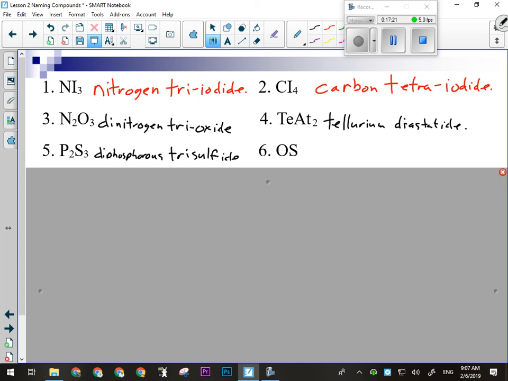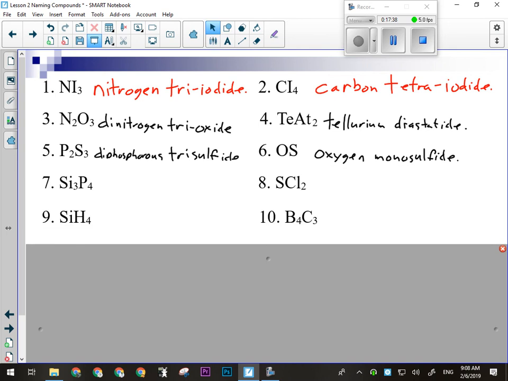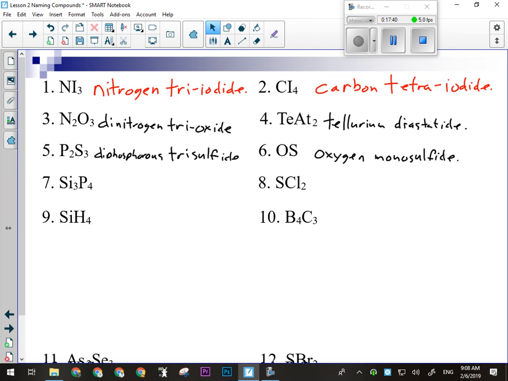Okay, and for number 6, I'm going to have oxygen monosulfide. Okay, questions on either of those? All right, let's have you try a couple more here, and we'll go through those. So do up to number 10. Okay, so for number 7, I've got 3 silicones, so this will be trisilicone tetraphosphide.